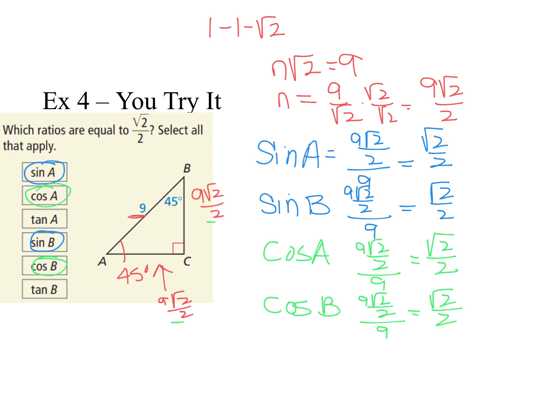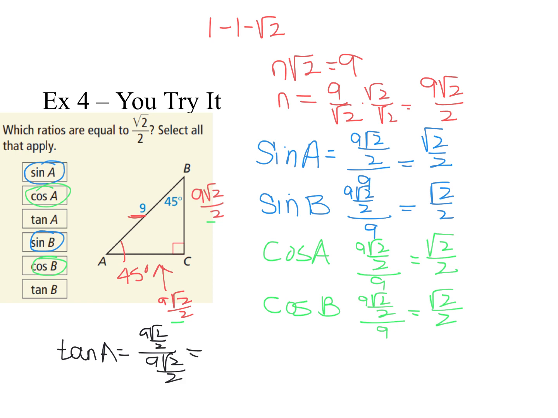And then my last one I have to look at is tan A and tan B. Well, tangent of A is going to equal the adjacent, so that would be 9 square roots of 2 over 2, divided by the opposite, which is also 9 square roots of 2 over 2.